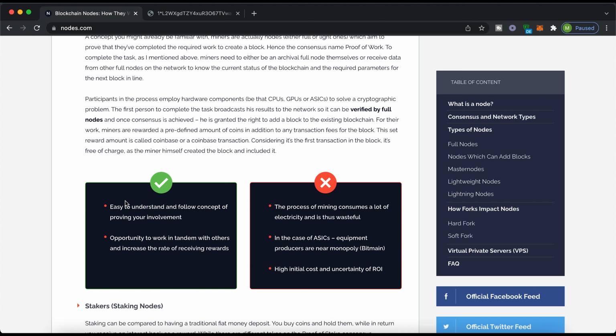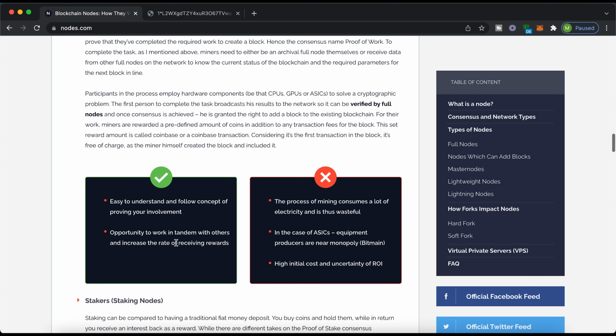So the pros and cons: easy to understand, follow the concept of proving your involvement, opportunity to work in tandem with others, increase the rates of receiving rewards. So it's pretty easy to receive rewards with a miner node. The downside, the disadvantages, is it consumes a lot of energy. Like I said, these are big computers, so they can take up a lot of energy just to complete one problem.